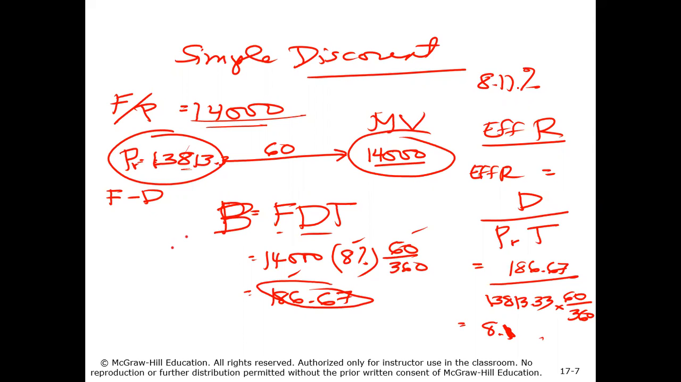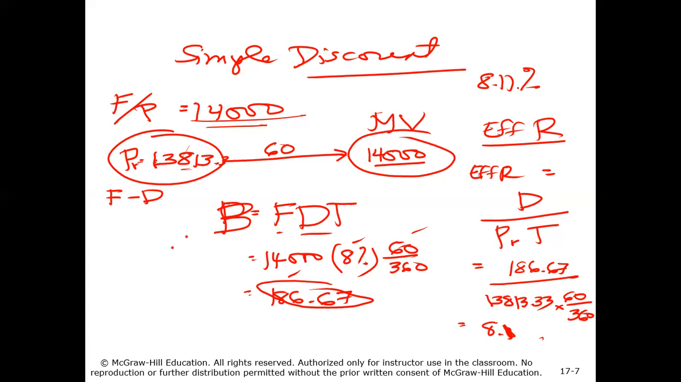Now, from the perspective of the lender, mas gusto niya yung simple discount, di ba? Kasi pag simple interest, ang effective earning niya is 8%. Pero pag simple discount, effectively, the lender is earning 8.11%. Okay? So it depends on whose perspective we're looking at.